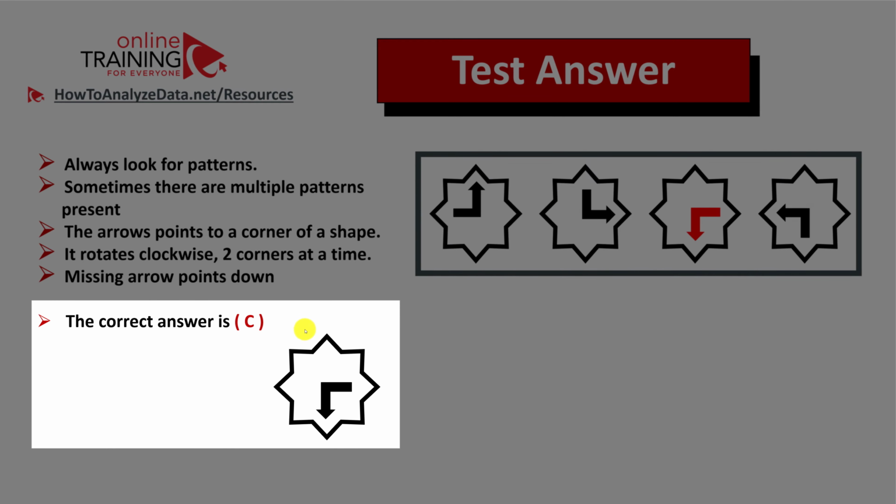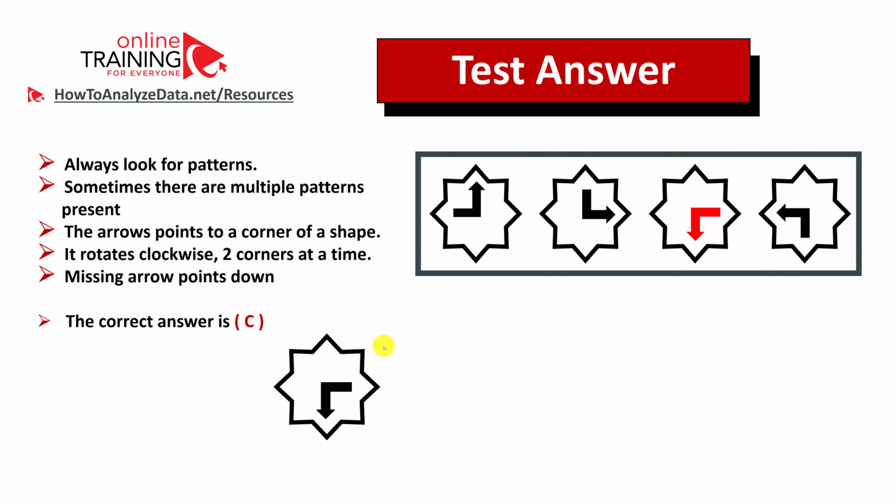So the correct answer is choice D, arrow pointing to 6 o'clock. Hopefully you've nailed this question and now know how to answer similar problems on the test.